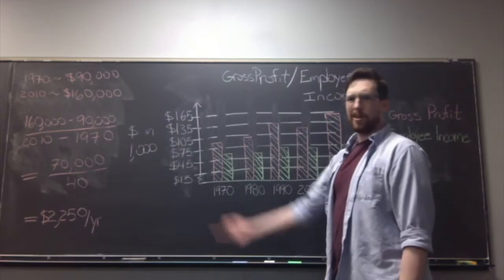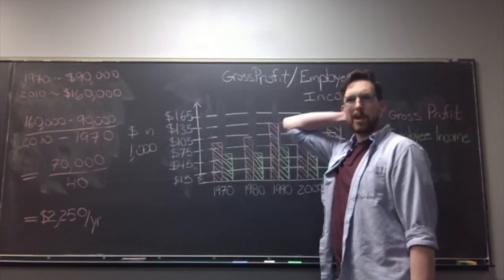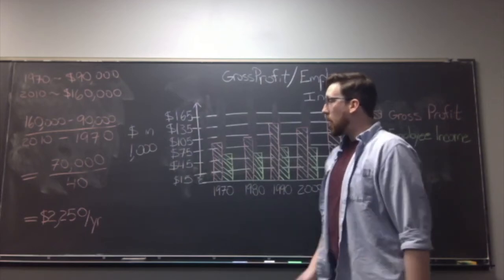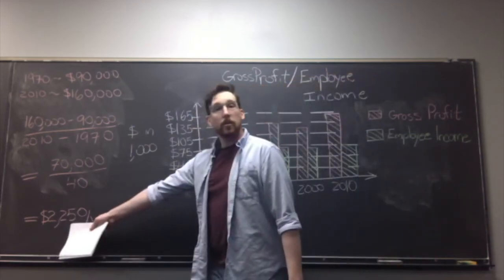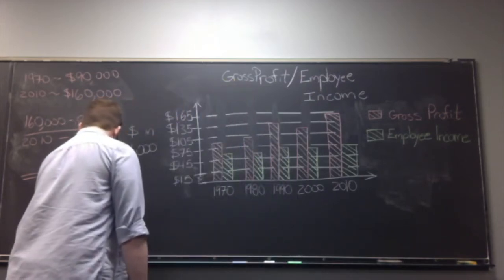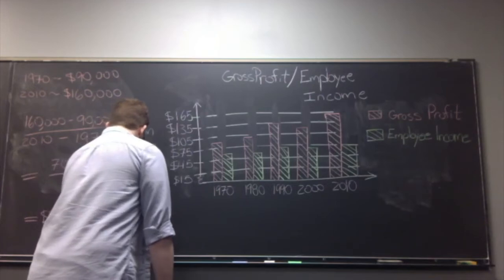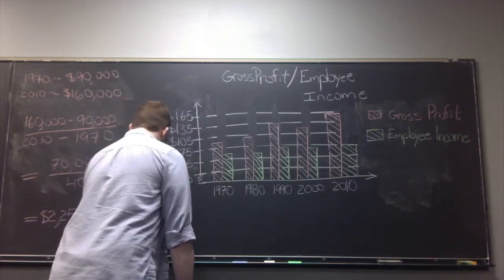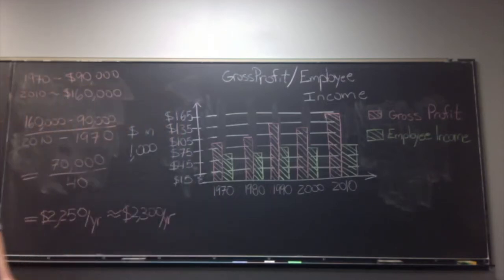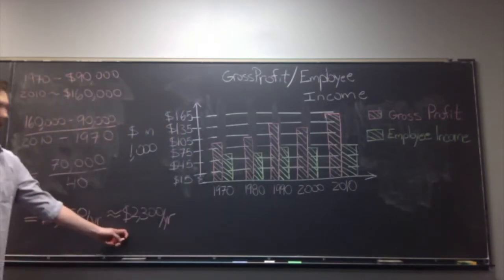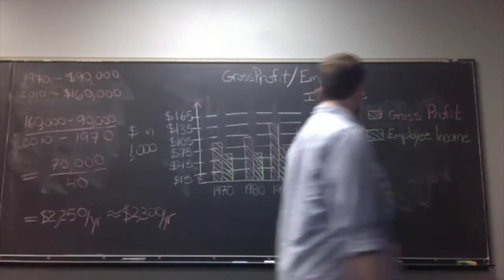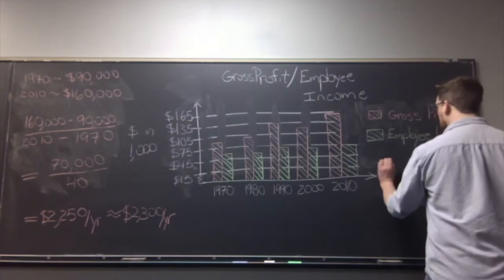Well, that's an ugly number to work with. Why don't I use an estimation of this? Why don't I round it? If I were to round it, I would maybe use the 10th place. And I would say, all right, this is about $2,300 per year. This is approximately the rate of change in gross profit per year. So I'm going to write that over here.